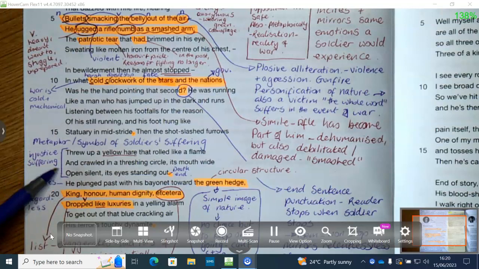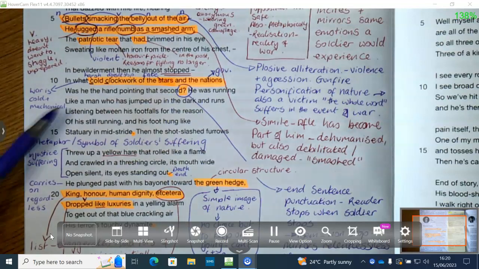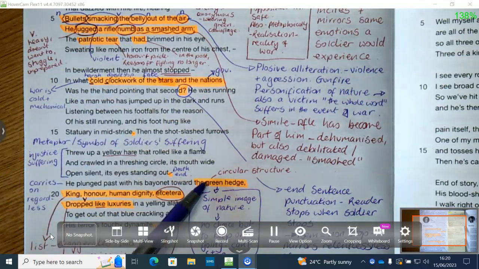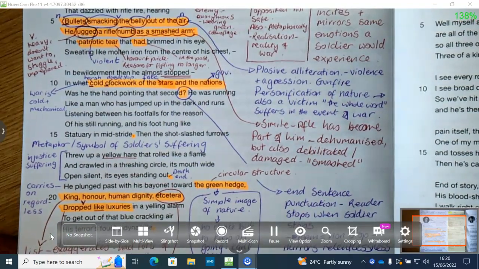So this is just what catches the soldier's eye as he runs past. He notices this hare dying, and he carries on regardless. He plunged past. So he's become very much desensitised to war, and we can link that to that word numb as a smashed arm that we were talking about earlier. And he carries on then running towards the green hedge. So here we've got a circular structure. He was running towards the green hedge at the beginning, and he's still running towards the green hedge now.